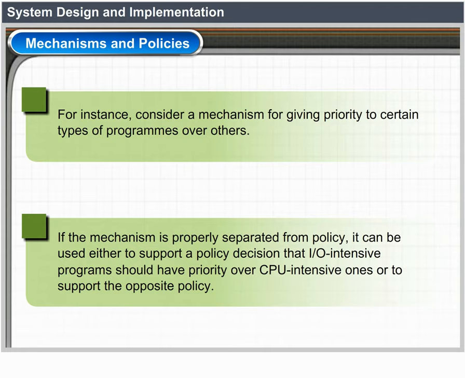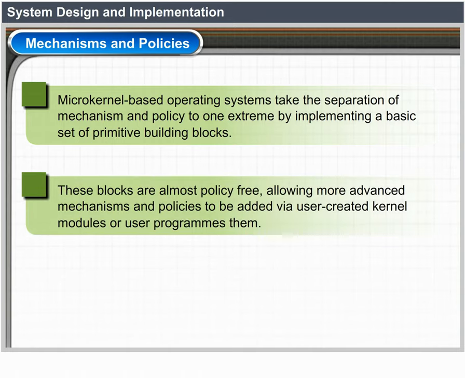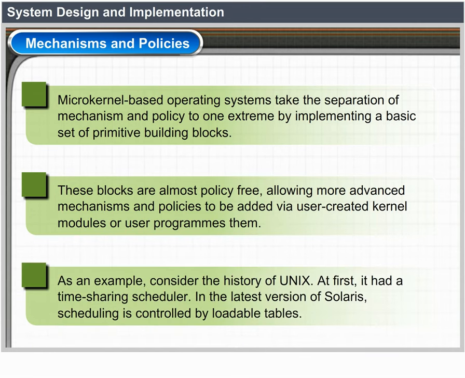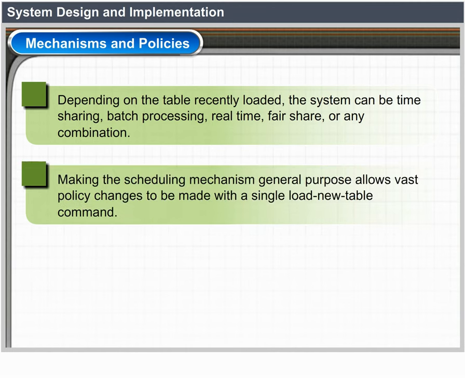Microkernel-based operating systems take the separation of mechanism and policy to one extreme by implementing a basic set of primitive building blocks. These blocks are almost policy-free, allowing more advanced mechanisms and policies to be added via user-created kernel modules or user programs themselves. As an example, consider the history of Unix. At first, it had a time-sharing scheduler. In the latest version of Solaris, scheduling is controlled by loadable tables. Depending on the table currently loaded, the system can be time-sharing, batch processing, real-time, fair-share, or any combination. Making the scheduling mechanism general purpose allows vast policy changes to be made with a single load-new-table command.